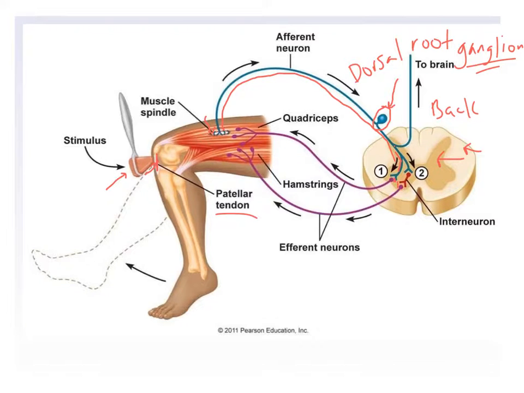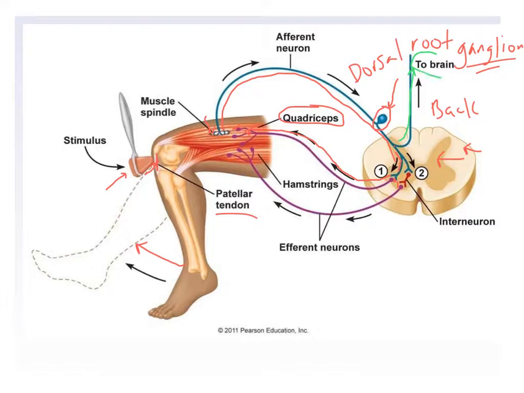Well, those neurotransmitters are excitatory, and they cause an action potential to go down this axon of this efferent neuron, which innervates or connects to your thigh muscles called your quadriceps. Now that motor neuron, that efferent neuron, releases the neurotransmitter acetylcholine. So it releases acetylcholine into the muscle, and that's what causes it to contract, which causes your leg to slightly kick.